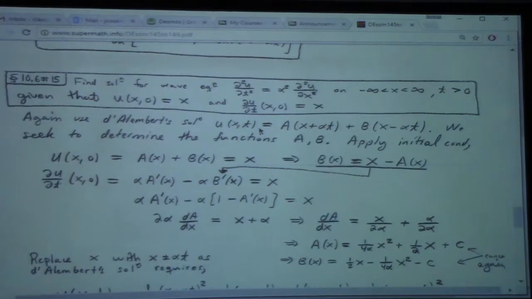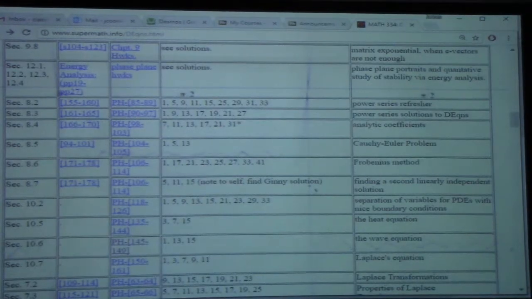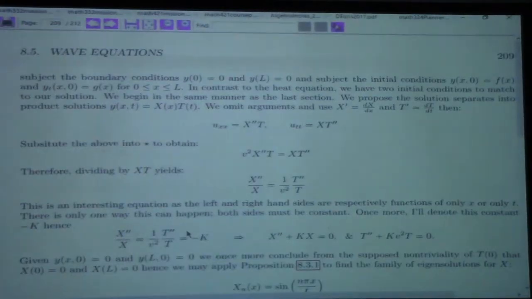Here's one. This is another D'Alembert. It's not what I'm looking for at the moment. I think I might have more in the notes. Let me look.